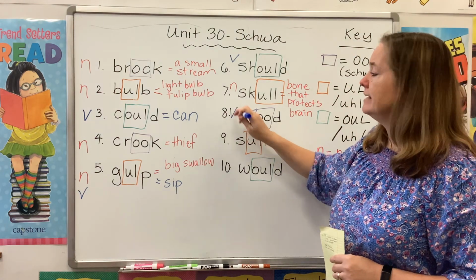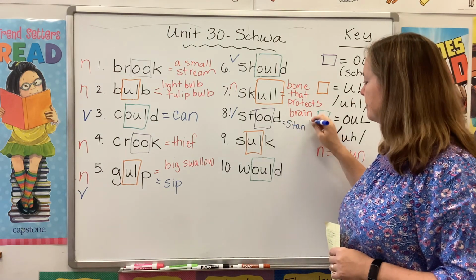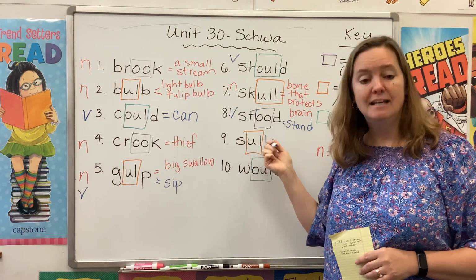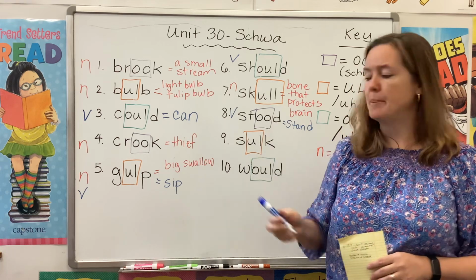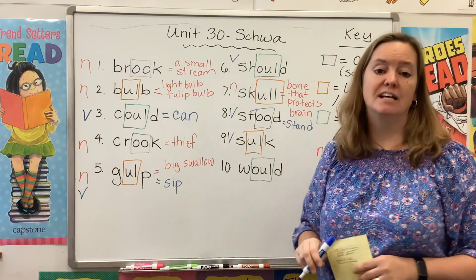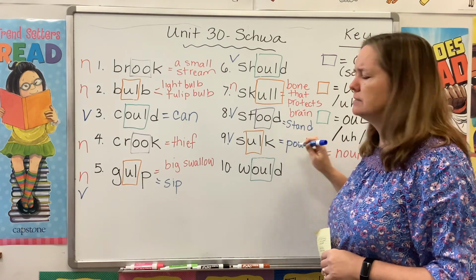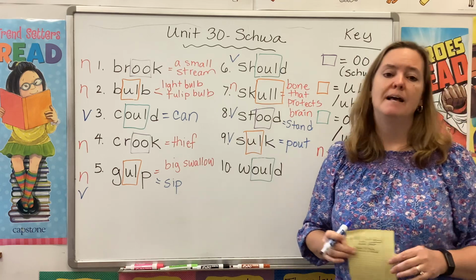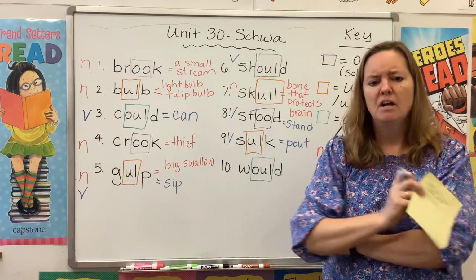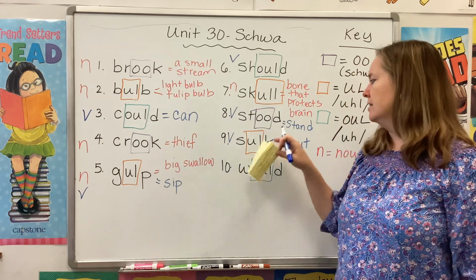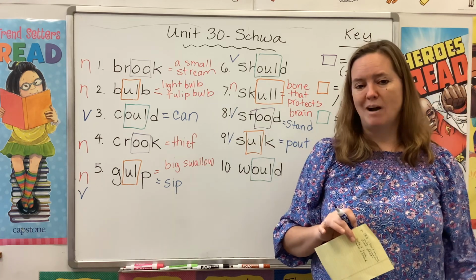Stood is another verb. It is the past tense for stand. Now I stand in line. Yesterday at the grocery store, I stood in line. Sulk is another verb. To sulk means to pout. Sometimes when kids don't get what they want, they might sulk, right? They look sad, they put their hands together, maybe they go in their room. They are sulking, they are pouting because they are unhappy that they didn't get what they wanted.